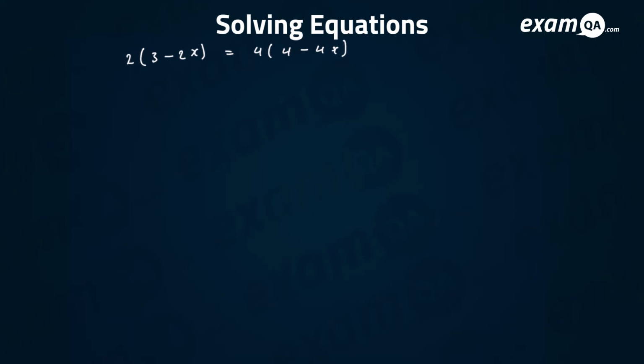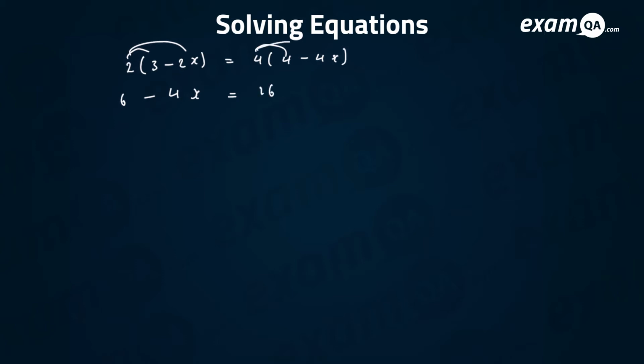Again, a very similar question. Let's do the same thing. We're going to expand the left hand side. 2 times 3 is 6. 2 times minus 2x is minus 4x. 4 times 4 is 16. 4 times minus 4x is minus 16x.